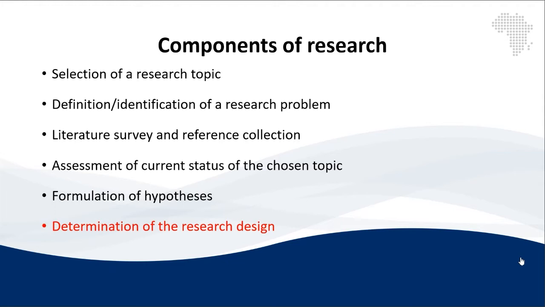Apart from the objectives of the research, we have the literature, wherein the student or researcher engages in extensive research. They investigate the problem and find out what else has been done by other authors and what methods or mechanisms they used to come to those conclusions. Then we move on to formulating hypotheses. After having your research objectives, you formulate the research hypothesis. Then there's determination of the research design.